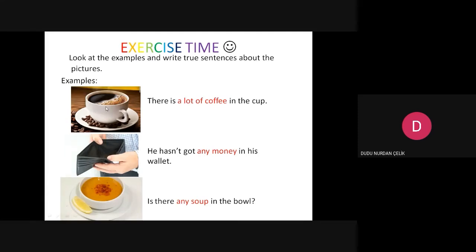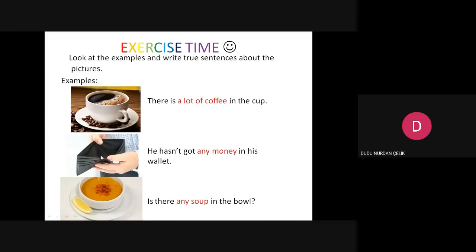Here, in this first picture, we have got coffee. Can we say a coffee? No, definitely not. We cannot say a coffee because coffee is a liquid and liquids are not countable. So we cannot say a coffee, but we can say a cup of coffee, or like in the example, there is a lot of coffee in the cup. Or we can say there is some coffee in the cup. There is a little coffee in the cup, but not there is a coffee in the cup.